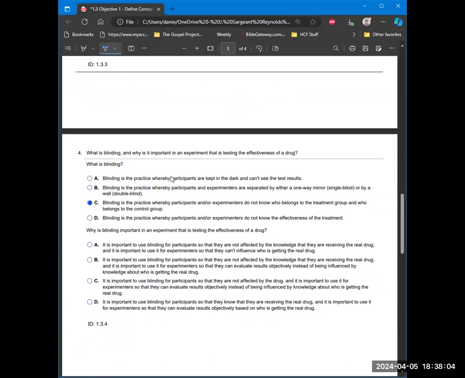And why is blinding important to an experiment that is testing the effectiveness of a drug? It is important to use blinding for participants so that they are not affected by the knowledge that they are receiving the real drug. And it is important to use it for experimenters so that they can evaluate results objectively instead of being influenced by knowledge about who is getting the real drug. So that's B.